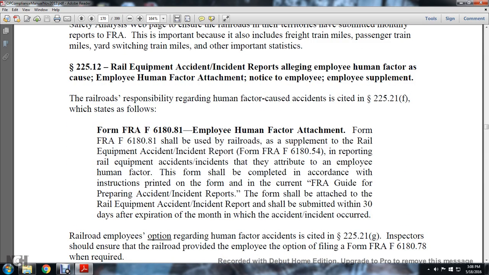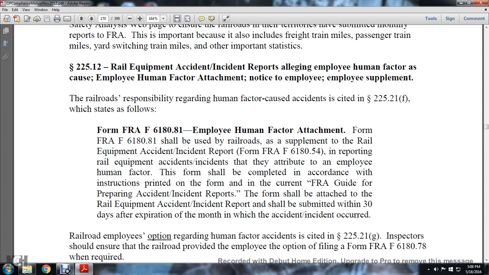225.12 Railroad equipment accident reports alleging employee human factor as a cause. Employee human factor attachment notice to the employee supplement. The railroad's responsibility regarding human factors causing accidents is cited in section 225.21, which states that the railroad files the formal FRA F 6180.81 employee human factor attachment form, which shall be used by the railroad to submit with the railroad equipment accident incident report, the FRA F 6180.54, in reporting railroad equipment accident reports and accident incidents with attributed employee human factor.